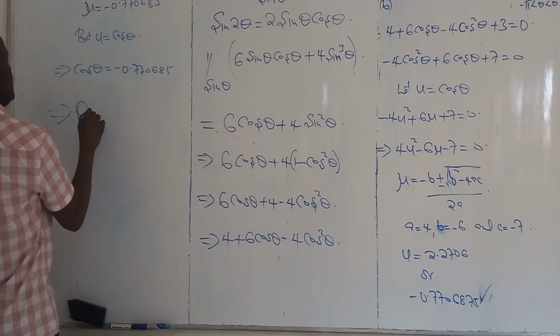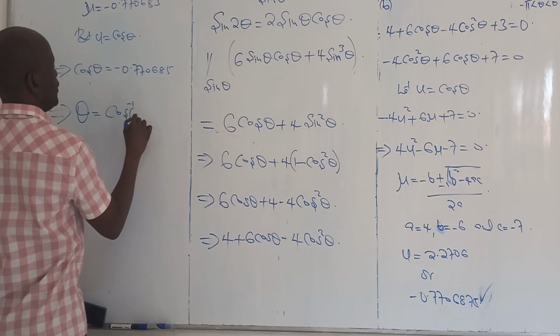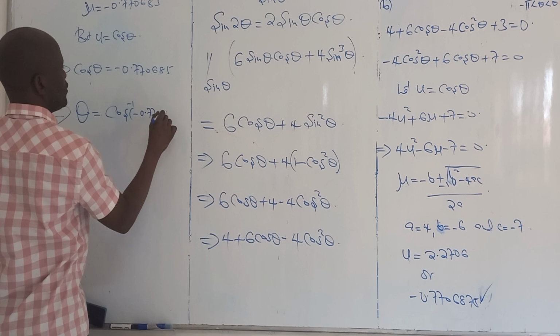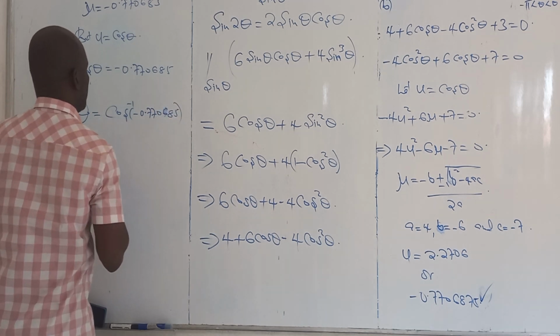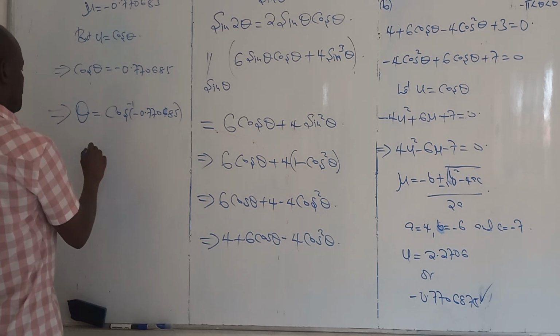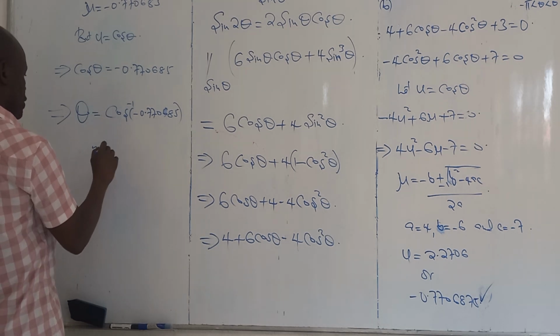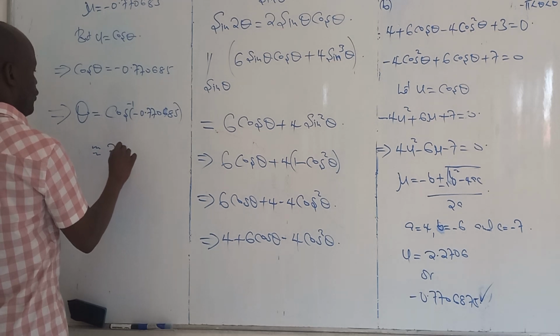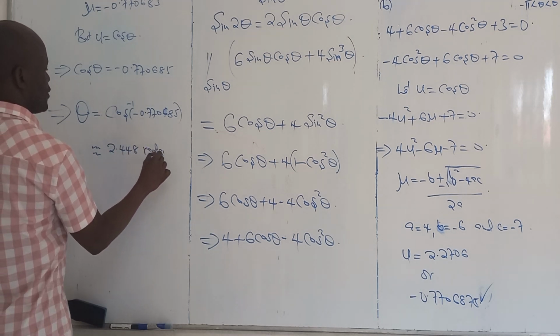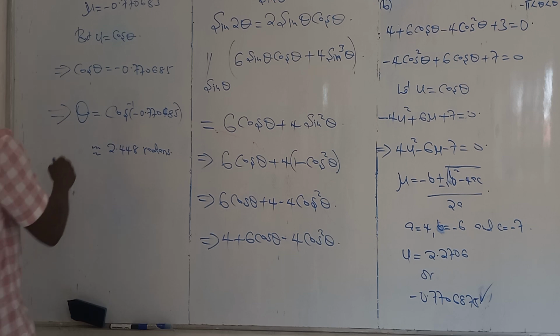That should then mean that theta is therefore the cos inverse of 0.770685. The cos inverse of that, if you press it straight away from your calculators, you'll get the value 2.448 radians. That is theta.